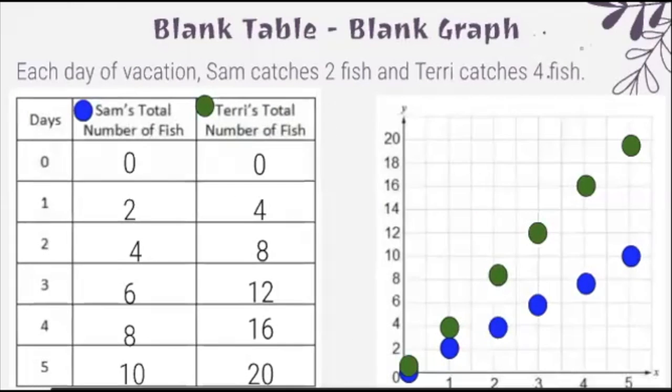So once again, I have put Sam colored blue and Terry colored green. So I just have the ordered pair for Sam in blue, and it is labeled and shown on my graph. And the ordered pair for Terry is green, and here is Terry. So as you can see on day 5, Terry caught 20 fish when poor little Sam only caught 10.